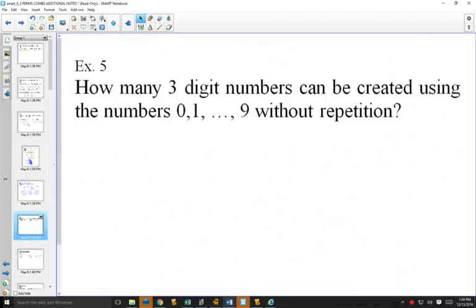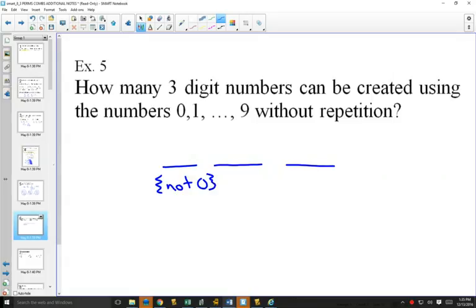Try this one. There is a restriction on this one. Can you find it? All right, quick check. The restriction is on the first one. It can't be 0. So how many choices do we have for our first one? 9, because there's 10 digits in total. And then one of our numbers has been used up, but 0 could get put back in, so we have 9 again, and then 8, for 648.